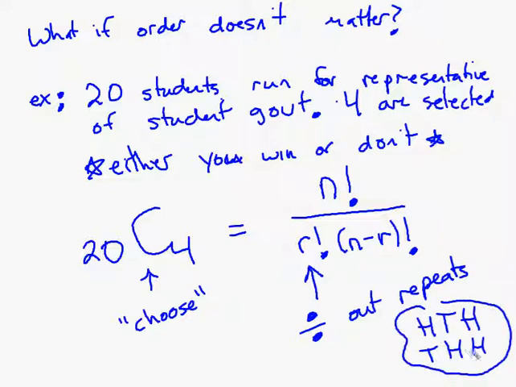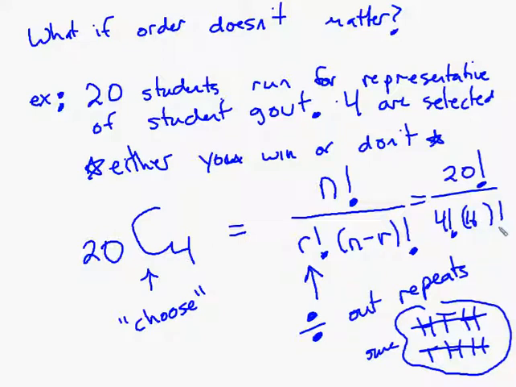We have 2 heads here and 2 heads here. You see what I'm saying? Okay, so what we're saying in the choose is that these are the same. They're the same thing, and we'd only count one of them. Okay, so how do we put this in? 20 factorial over 4 factorial. And then we subtract those. So 20 minus 16 is 16 factorial.